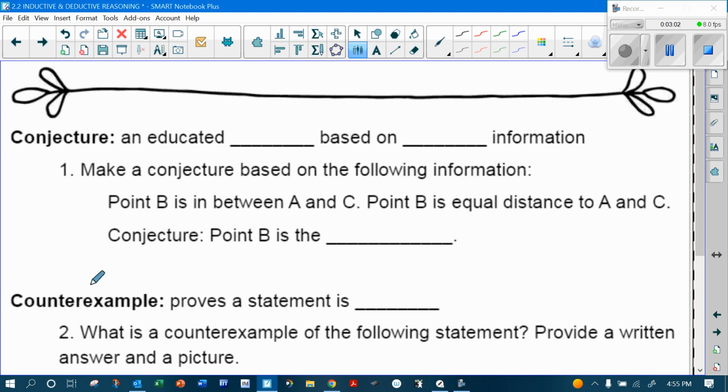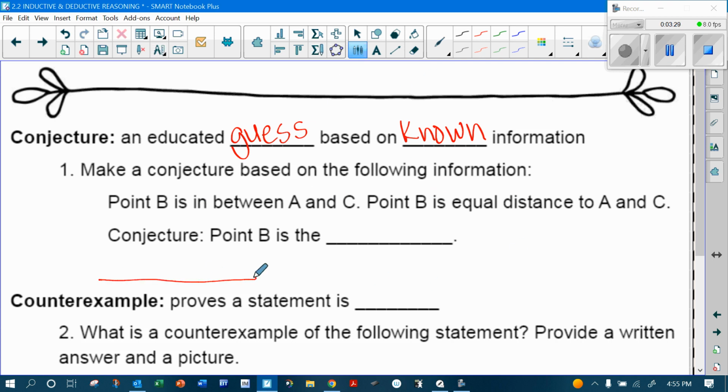So, a conjecture. What is a conjecture? A conjecture is an educated guess based on known information. So you're going to guess something based on things you know. So if I told you I needed you to make a conjecture based on the following information: point B is between A and C. So what does that look like?